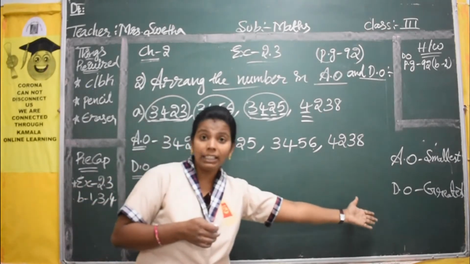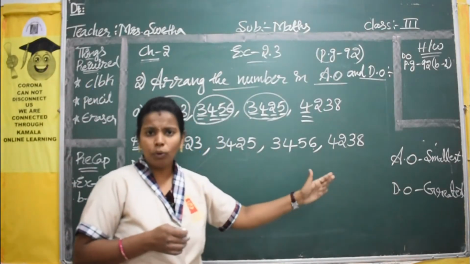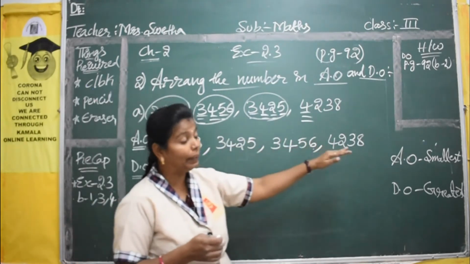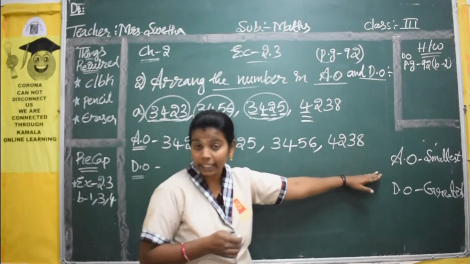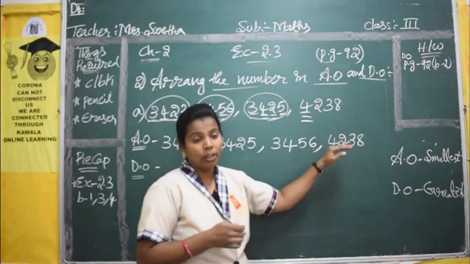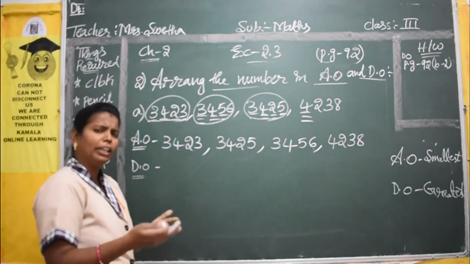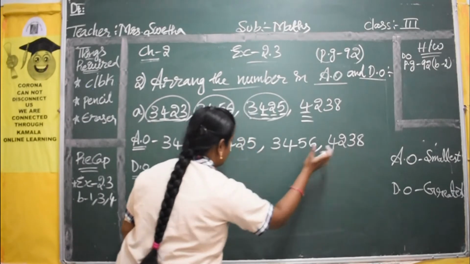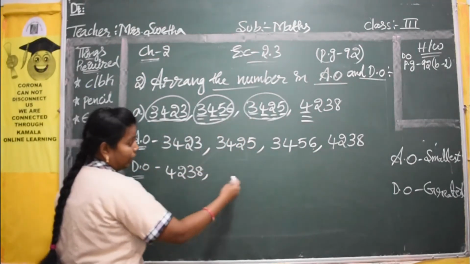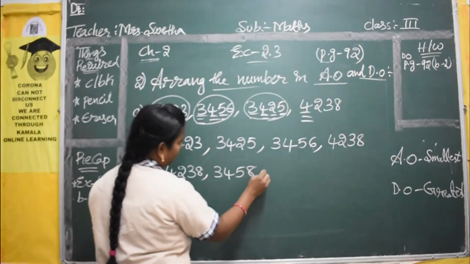Biggest number, greatest number you have to pick. So from all the other numbers, if you see carefully, they are already arranged. Okay, arranged form. So you can pick from the last and you can write. Your descending order will become very easy. See, the last set you have to write here, 4238. Then you take the next set, 3456.